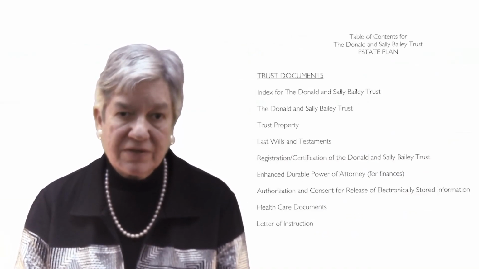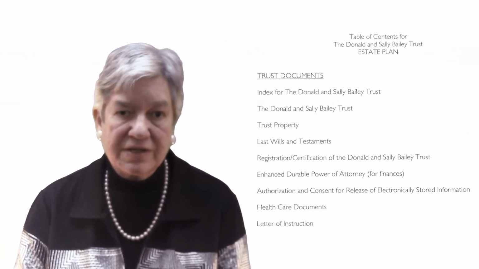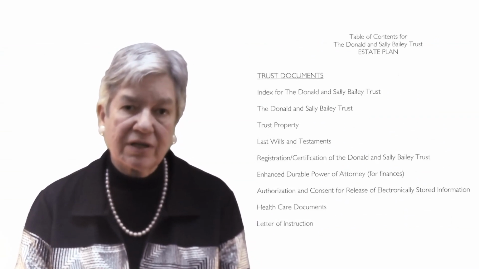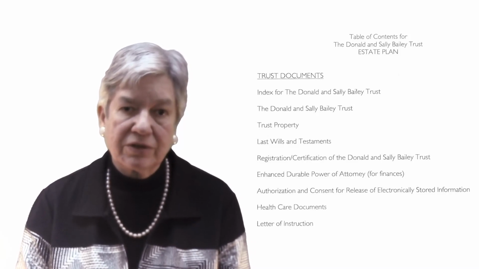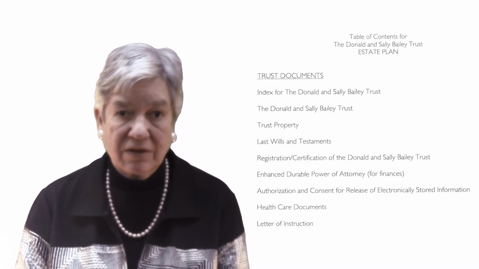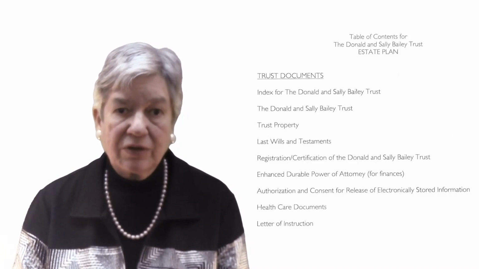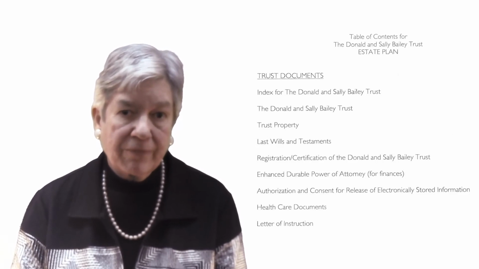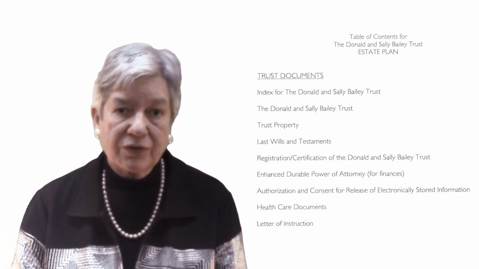The first part of this video is going to be going through your estate plan notebook that contains all the original documents that you're concerned about, your will, your trust, your financial powers of attorney, your health documents, etc. And then the second part, I'm going to go through the asset and roadmap notebook. So let's start with the first one.